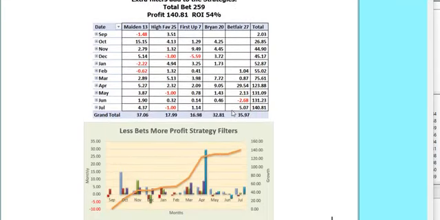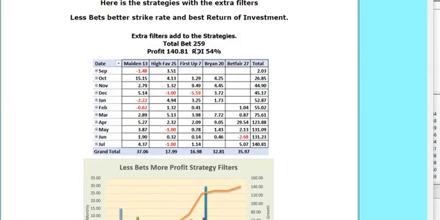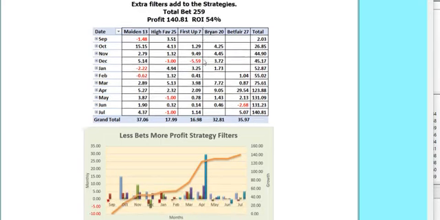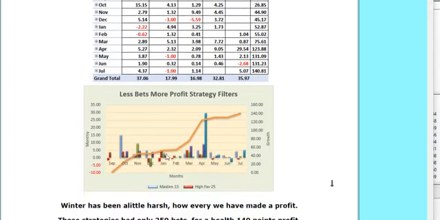If we go to the refined strategies, we can see there that we only have 259 bets for a profit of 140 units. So 54% of the money we spent, we got back in profit, 54% profit. And if we look at the graph here, you can see the orange line obviously is the profit of the 5, and we can see them down the bottom, the 5 different strategies along there.